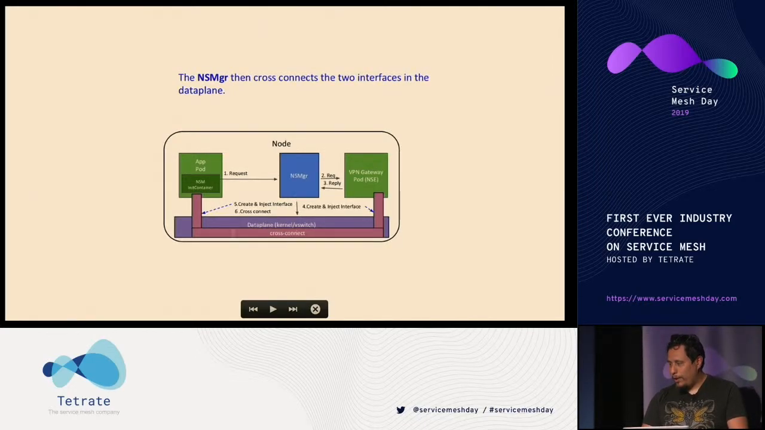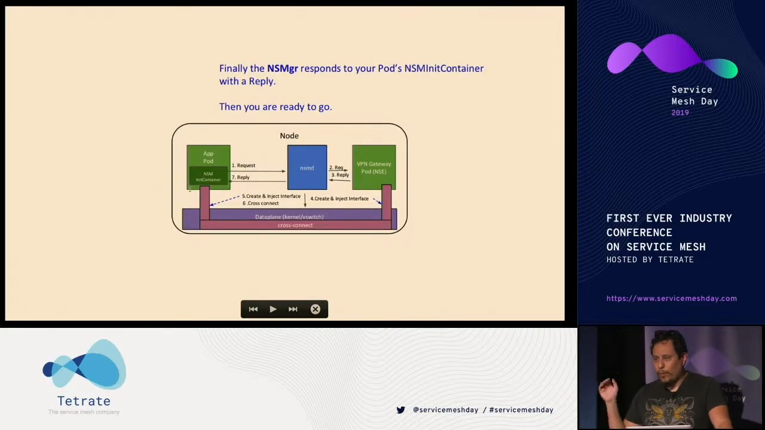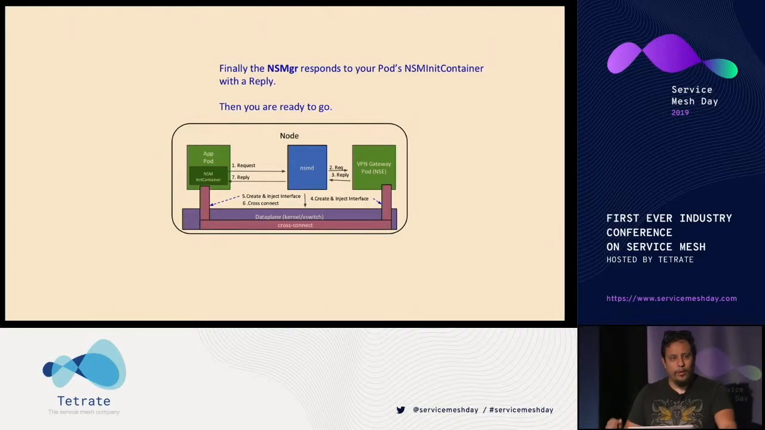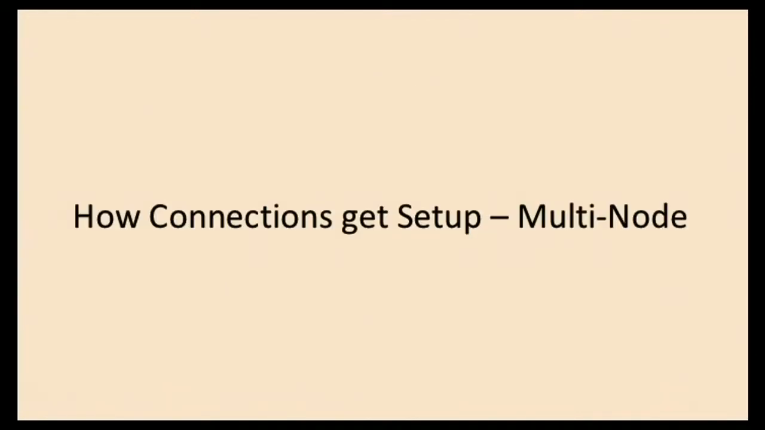We program the data plane with a cross connect to create that tunnel. And then we'll respond and say, you're good to go. So this pattern works regardless of what you're working with, whether you're trying to do some type of VPN, whether you're trying to do some fast access to some data plane somewhere, whether you're trying to do VXLAN or some other esoteric protocol.